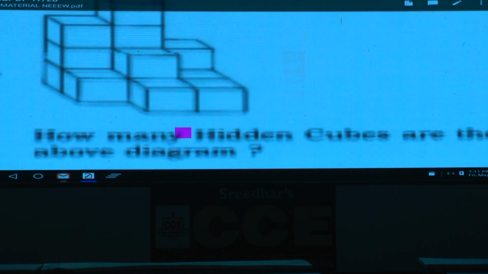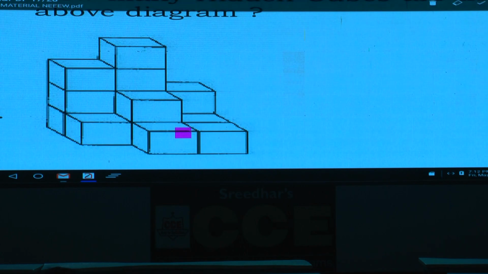Then 17. Now coming to this 17. Now here in this one there are 4. Out of these 4, 2 were seen, 2 cannot be seen. Now here all the 3 were seen. Now in this one there is 1 which is hidden. Here in this case also there is 1 which is hidden. Isn't it? Then as of now, there are 4 hidden cubes.